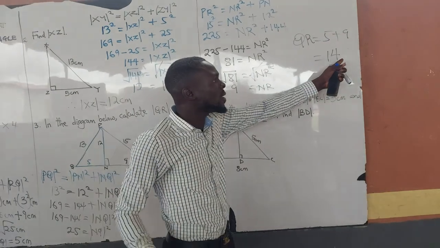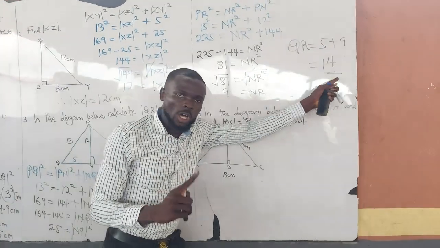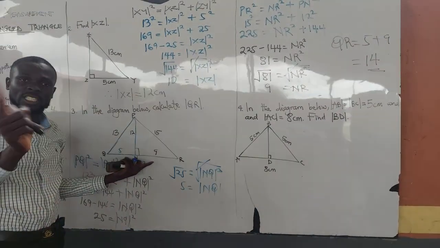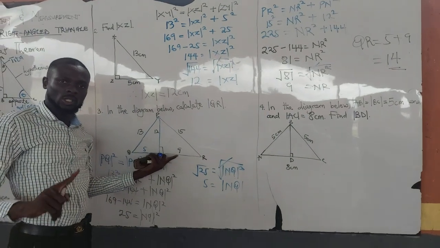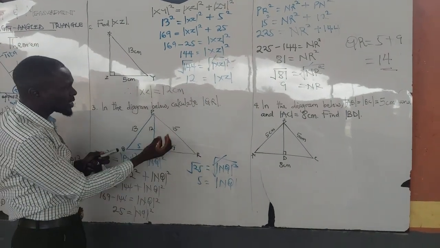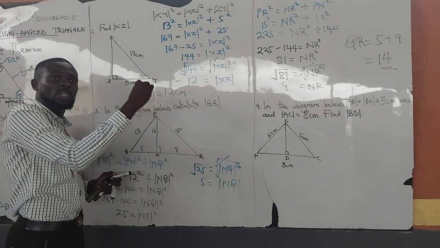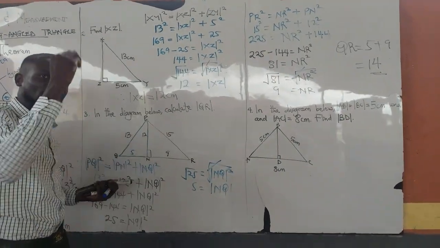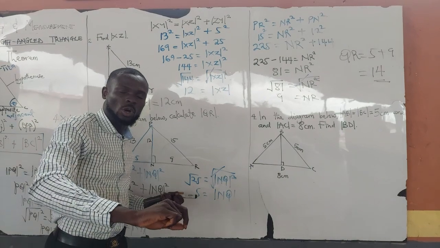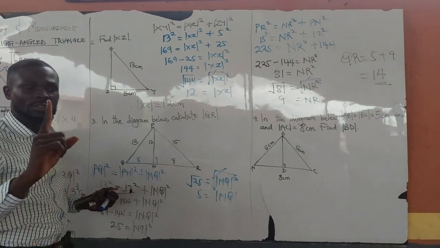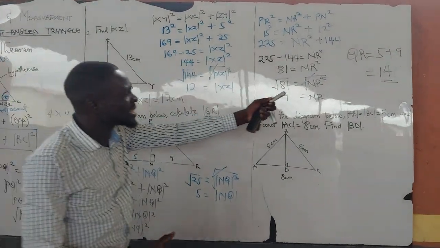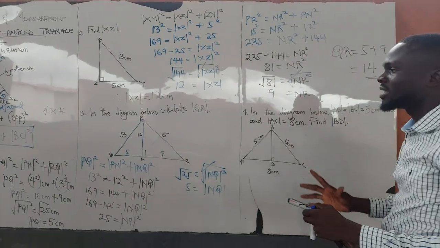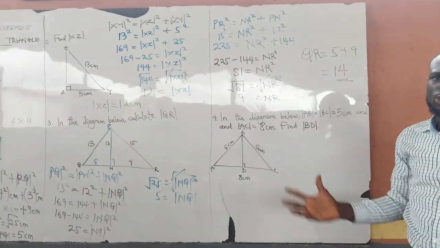Now, we are not writing any unit because the question has not given us any unit. Take note of that. So if the question gives you a unit, work with the unit or work without the unit. By your final answer, make sure you bring the unit. Very, very important.